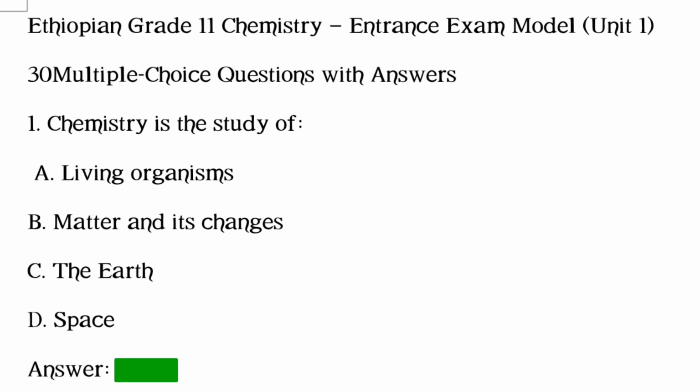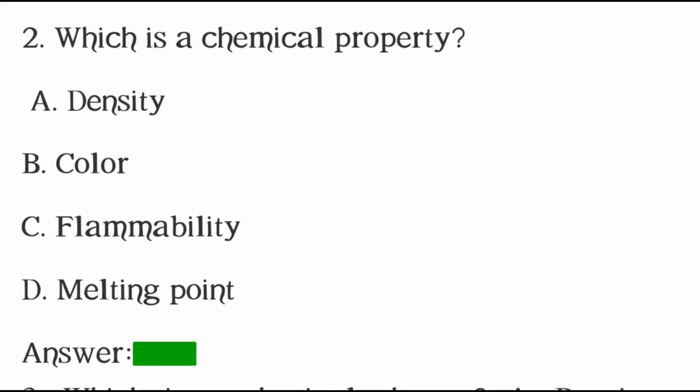1. Chemistry is the study of A. Living organisms, B. Matter and its changes, C. The Earth, D. Space. Answer, B. 2. Which is a chemical property? A. Density, B. Color, C. Flammability, D. Melting point. Answer, C.